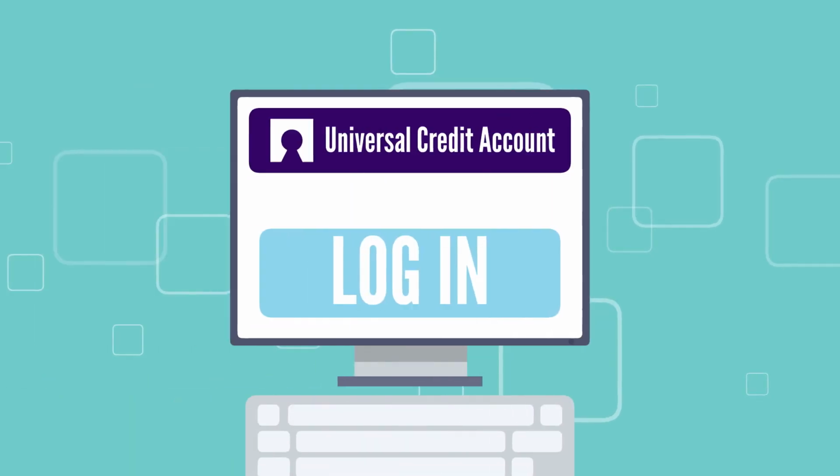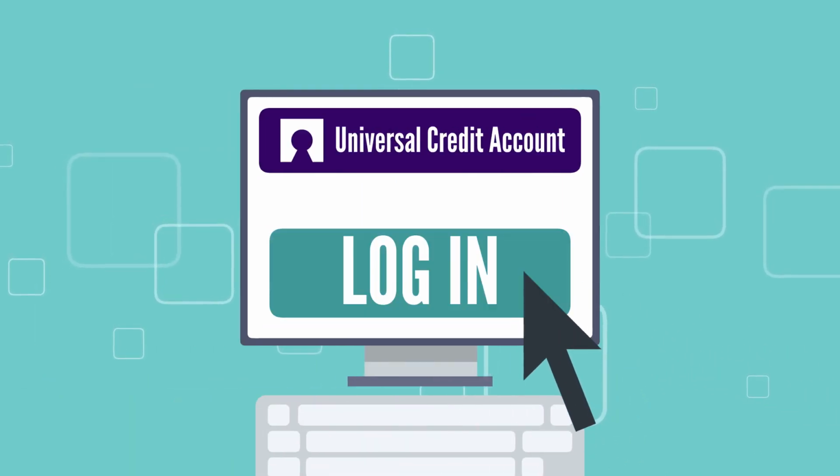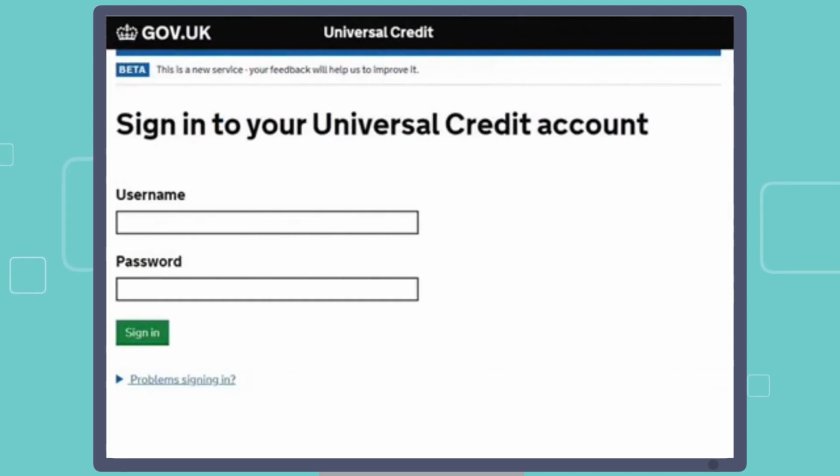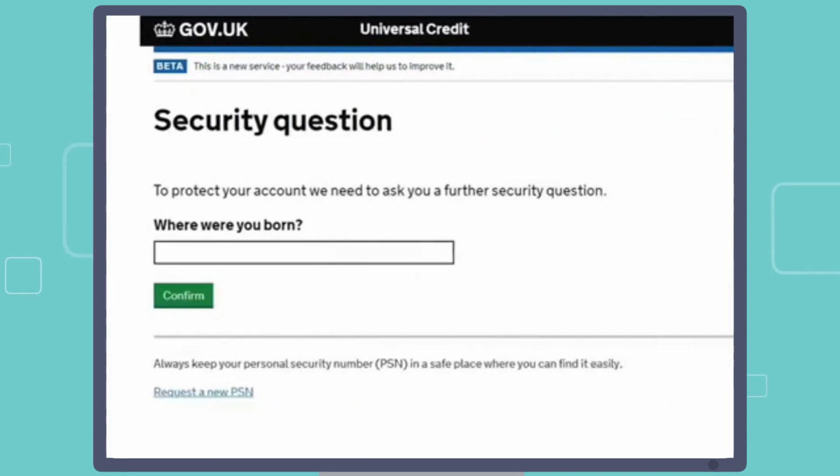To see your payment breakdown, log in to your online Universal Credit account, enter your username and password, then provide the answer to the security question and log in to your account.